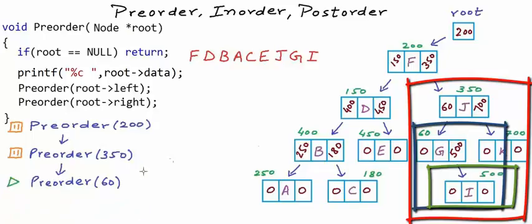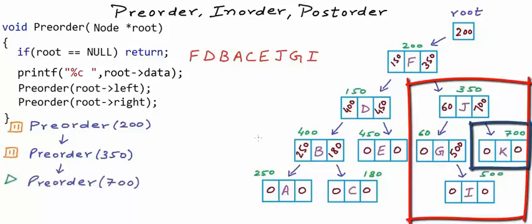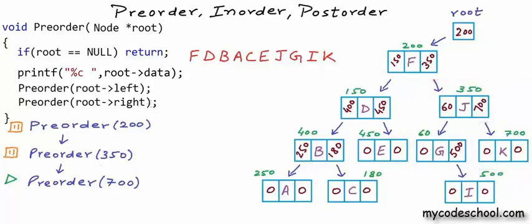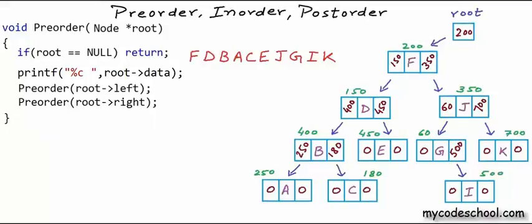After this guy finishes, preorder 60 will resume. Now this guy will also finish, and preorder 350 will resume. And now we will have a call to preorder 700, which once again is a leaf node. So k, which is data in this node, will be printed, and then we will make two calls passing address 0, which will simply return. Now at this stage all these calls can finish. We are done visiting all the nodes. Finally we will return back to the caller of preorder 200, which probably would be the main function. So this is preorder traversal for you. I hope you got how this recursion works.